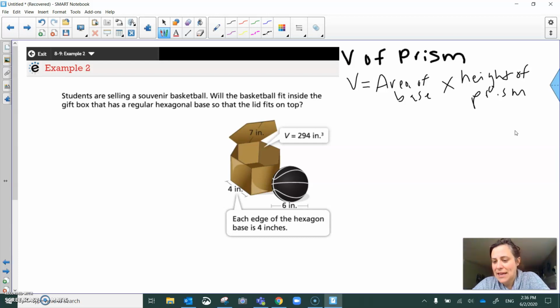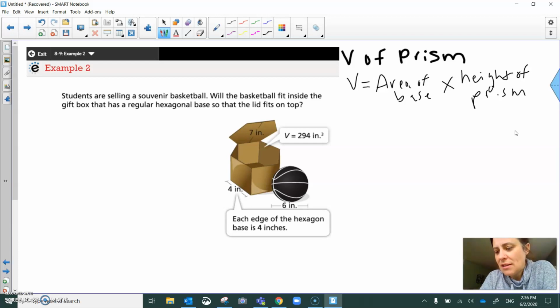Okay, the area of the base times the height of the prism. What's interesting about a prism is that the sides are always rectangles, and then the top and the bottom of the prism match each other. So in this case, they're both hexagons. Sometimes they're also rectangles, and then those look more like a shoebox, and that's fine.